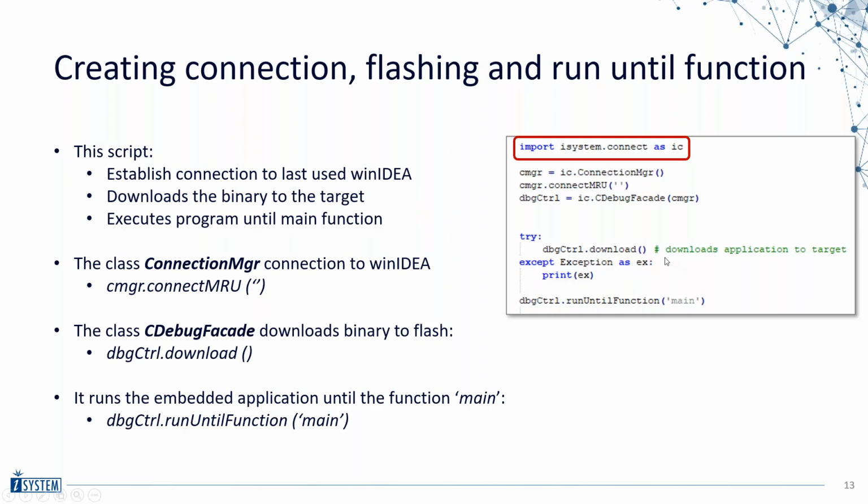All the information on how to connect to the target is already inside winIDEA. What is defined there for flashing will be flashed down, and with the next instruction we will run until the main function. So this is a really short script, and you can get a sense that it's not really hard to start. This example you can actually generate out of winIDEA. We have a template that makes it really simple to start.